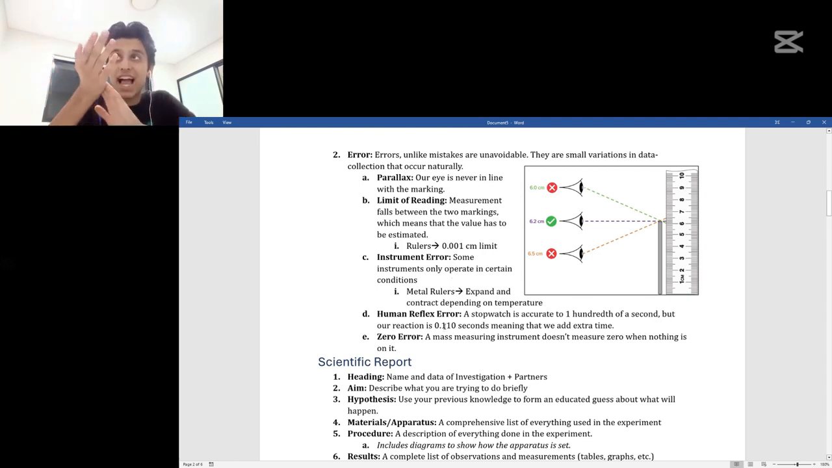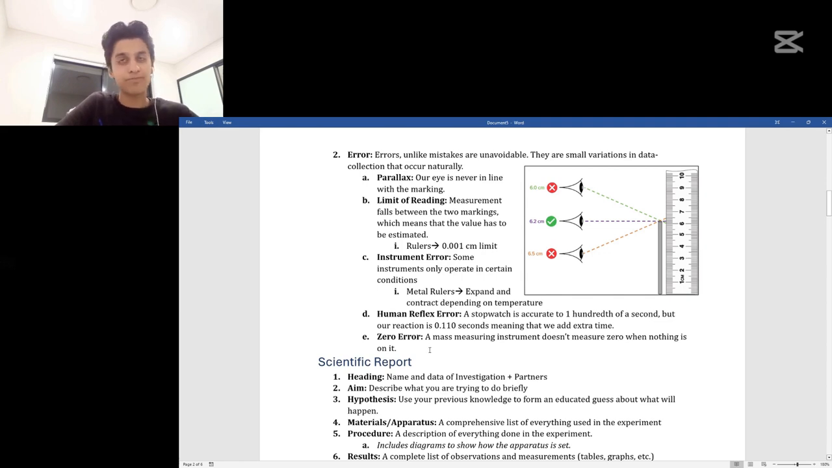Okay, human reflex error. A stopwatch is accurate to 1/100th of a second, but our reaction time is 0.110 seconds, meaning that we add extra time. When you start a stopwatch and when you stop a stopwatch, there's the human reaction time that you have to account for, and that messes up the data. So that's your human reflex error. Okay? And a good way to combat this is to use video footage and do a frame-by-frame analysis, where you don't really need your reaction time.